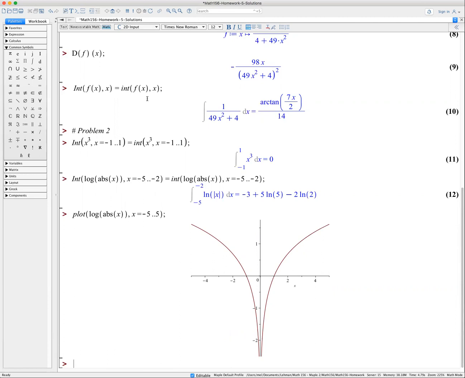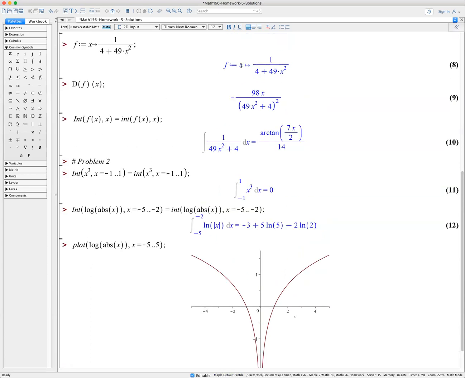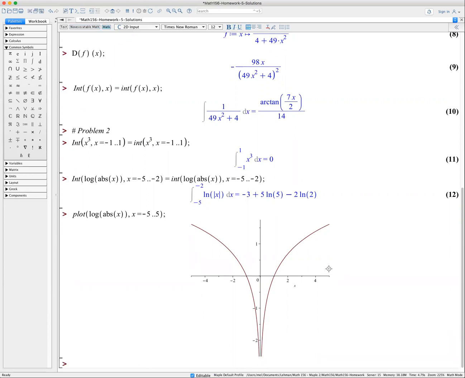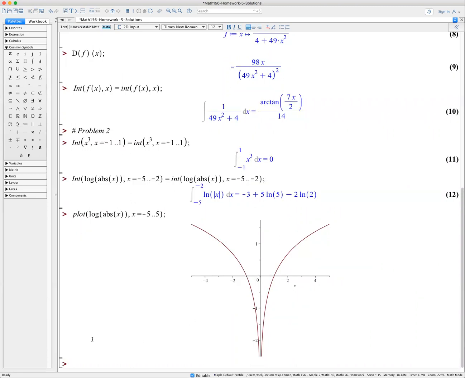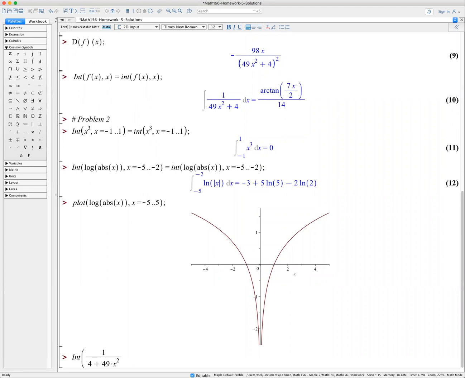And in part C, we have this function. Copy it. This is the integral of this function from x equals 0 to pi.